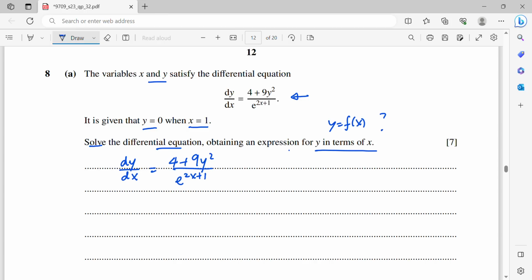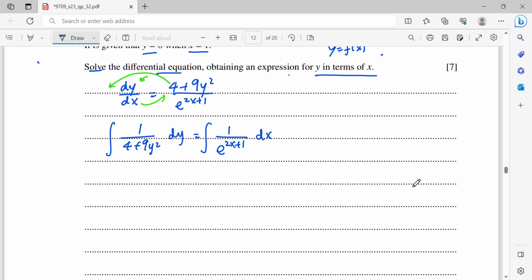Then from here, I can split the variables. So I will move because your dy is on the left hand side and it's numerator, means that all my y should be on the left hand side. So I will move down and then my dx will be moved up. Okay, so from here I will get 1 over 4 plus 9y squared dy equals to 1 over exponential 2x plus 1 dx. Once you separate the variables, then you have to integrate both sides.